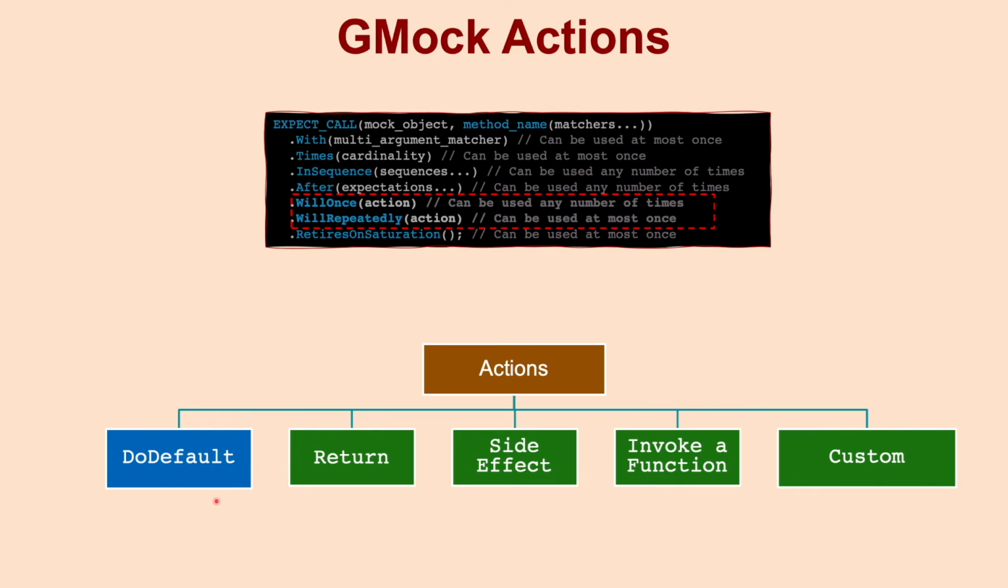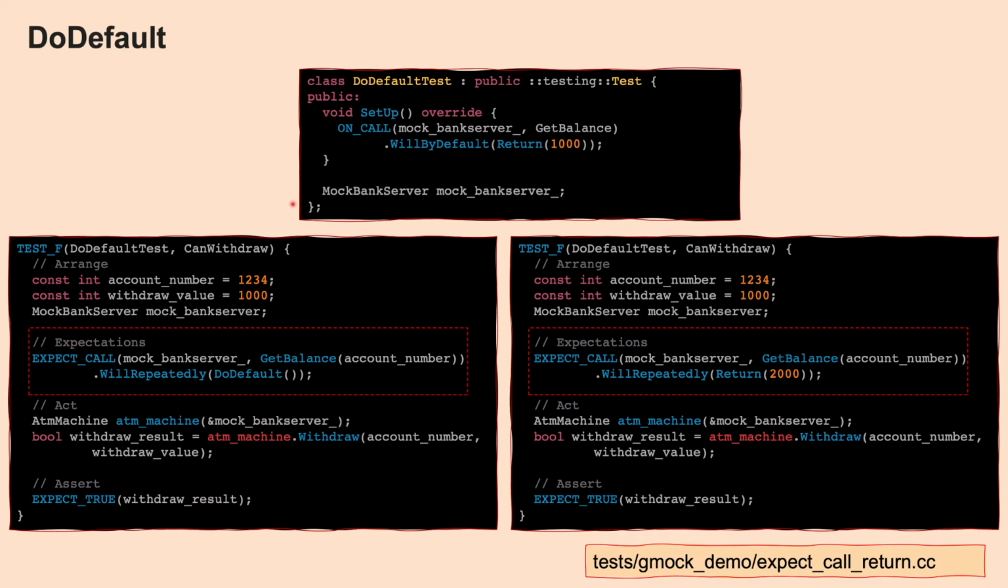And let's talk about DoDefault first. Suppose I write a test fixture where inside the setup function that is run before each test, I use OnCall and specify that if getBalance was called with any parameter, return 1000. Now inside my test, I can say expect the call for getBalance with this parameter. Once this happened, do the default action. And the default action means what I specified with OnCall.